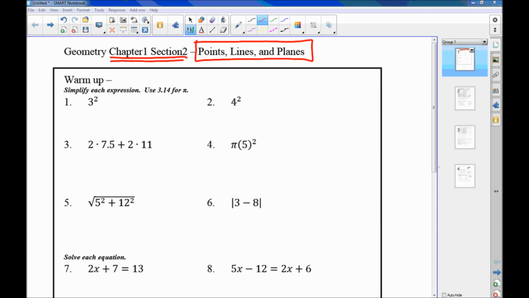All right, so this is points, lines, and planes, three basic building blocks of the language of geometry. So we'll talk about those today.